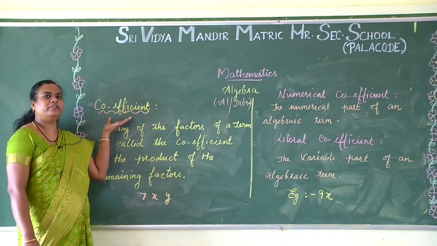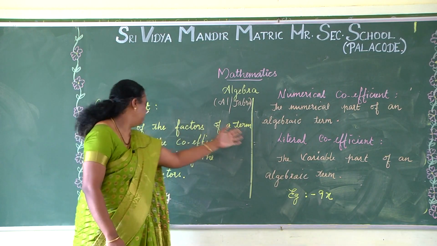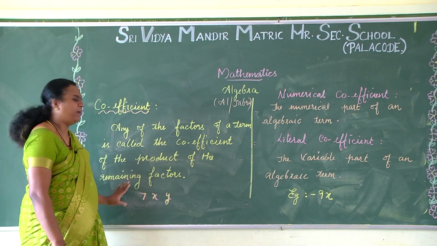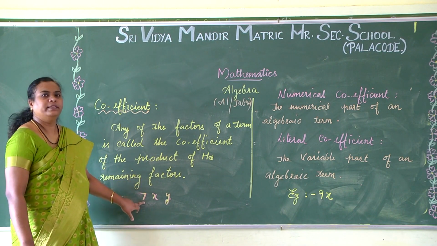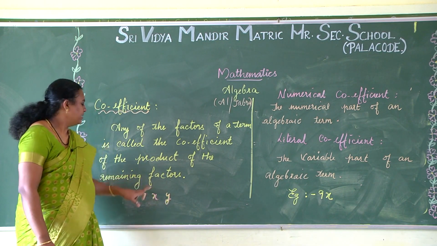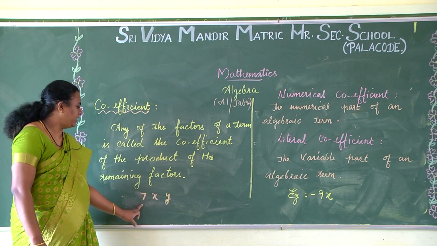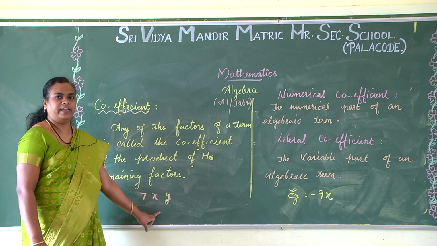Next, let us move on to the topic coefficient. Any factor of a term is called the coefficient of the product of the remaining factors. For example, in the term 7xy, 7 is the coefficient of xy, x is the coefficient of 7y, and y is the coefficient of 7x.